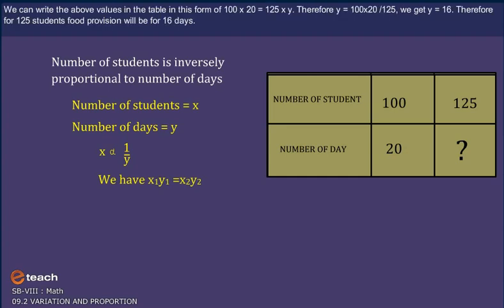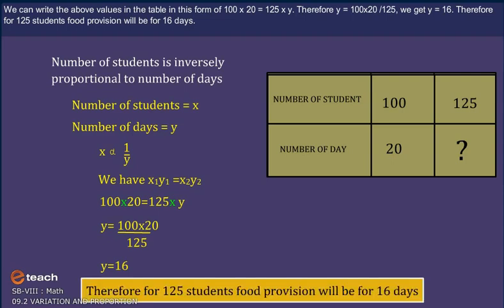We can write the above values in this form: 100 into 20 is equal to 125 into y. Therefore, y is equal to 100 into 20 by 125. We get y is equal to 16. Therefore, for 125 students, food provision will last for 16 days.